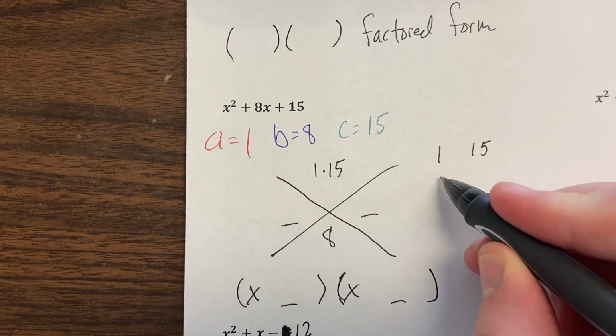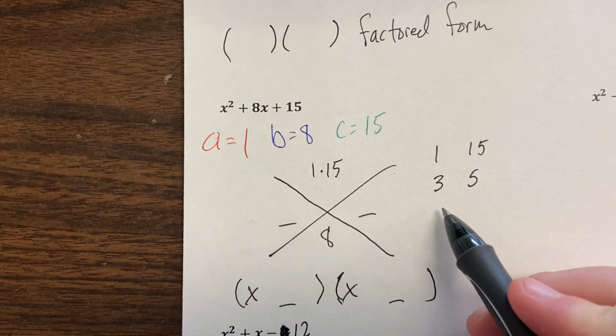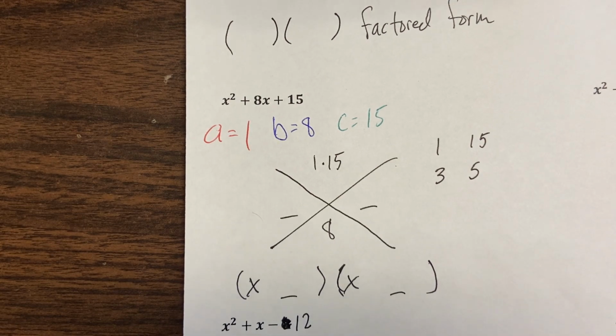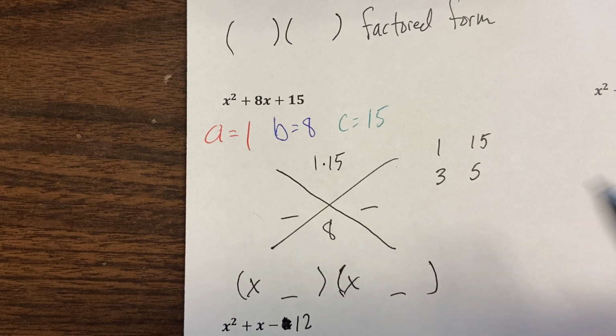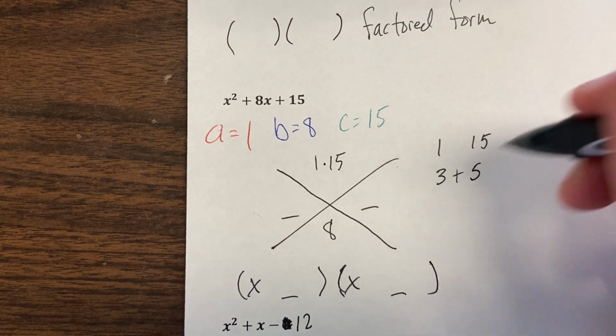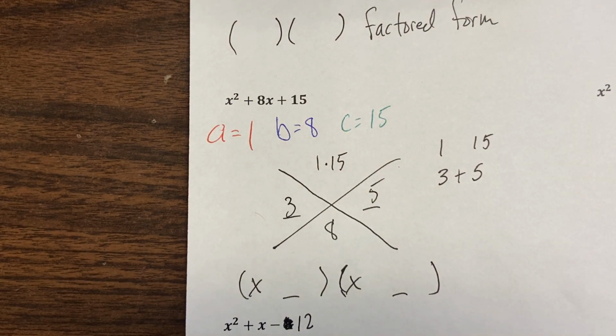2 does not go into 15. 3 does. 3 times 5. 4 does not, but 5 does, but we're coming back up the other side. So we know we have shown all of the factors that go into 15. But remember, our goal was to figure out what combination of these two numbers add to get us 8, and we should be able to see, well, 3 plus 5 takes us to 8.